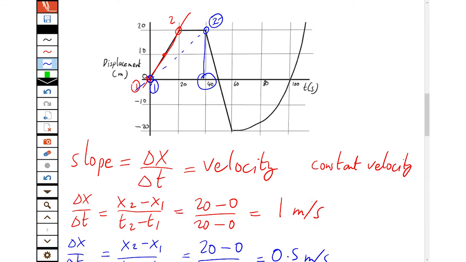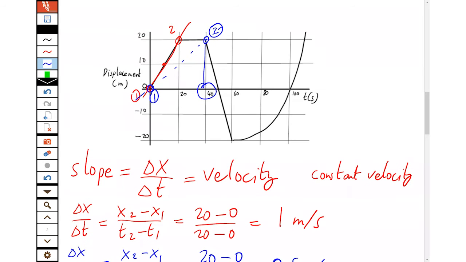And at any point, we can see the slope of the line is the velocity. So for those first 20 seconds, we have a positive constant velocity. Then for the next 20 seconds, it stopped. So that's 0 velocity. Then it has a negative velocity, and that's much steeper. So that's a greater value, a bigger velocity in the negative direction.